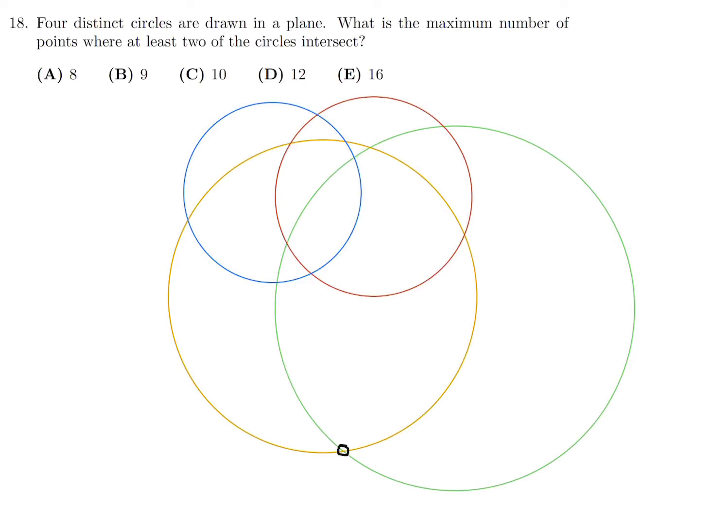All right, let's count those intersection points. We got 1 here, 2, 3, 4, 5, 6, 7, 8, 9, 10, 11, 12. Correct? Yeah, 12. Well, that was fun. I think that's it. I really don't know how you could possibly get 16. I don't think that's possible. So the answer to number 18 is D.